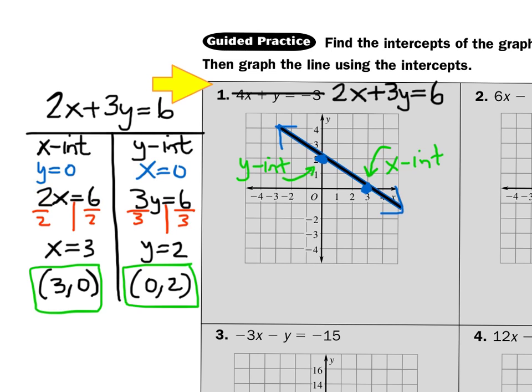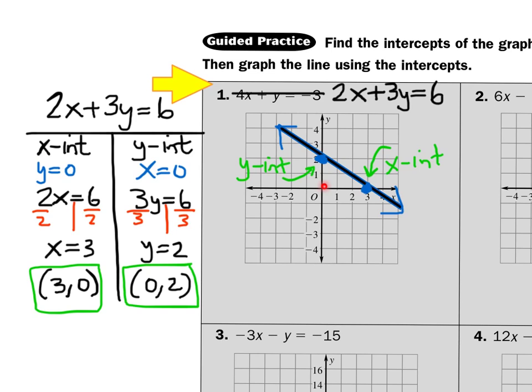So I want to get rid of the 2, so I'm going to divide both sides by 2, and that leaves me x equals 3. And so now, since I know that the x is 3 and the y was 0, I make it look like a point, (3, 0). And then I would go graph it.